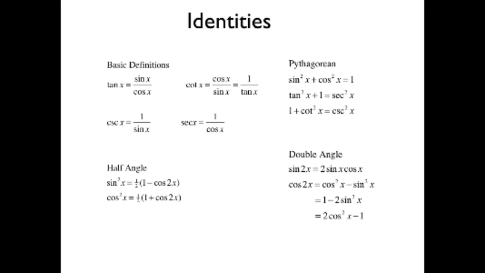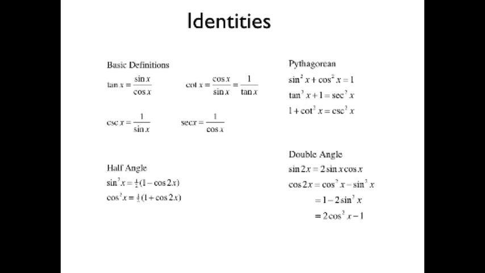But this is the scope of the most important ones that show up the most, the ones that we're going to need. So our basic definitions of tangent, cotangent, cosecant, and secant. Then we have the Pythagorean identities, all based on sine squared plus cosine squared equals 1. That should be very familiar. That will show up a lot. And then there's these other variations on that.